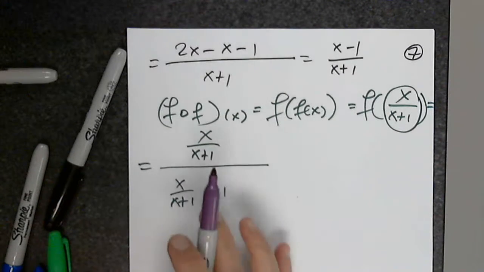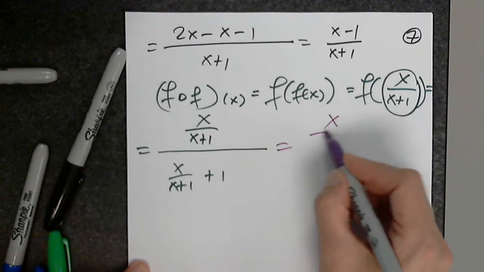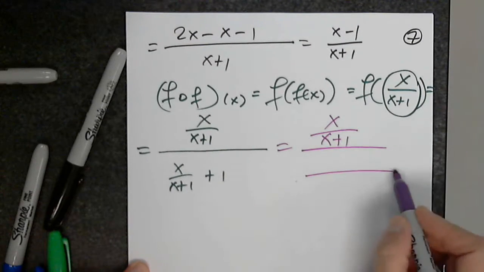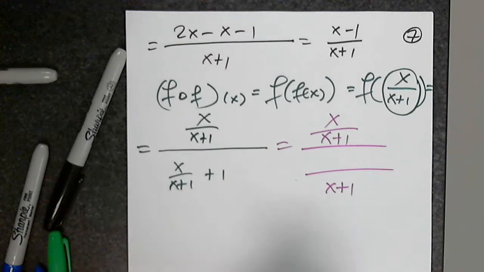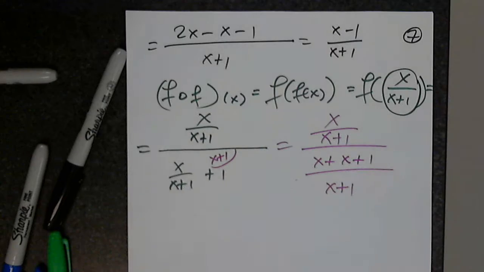Good. So the numerator stays as is, but I have to find the least common denominator here. x plus 1. And this one takes x plus 1. Very good. So then the numerator is x plus 1. Are we okay with that?